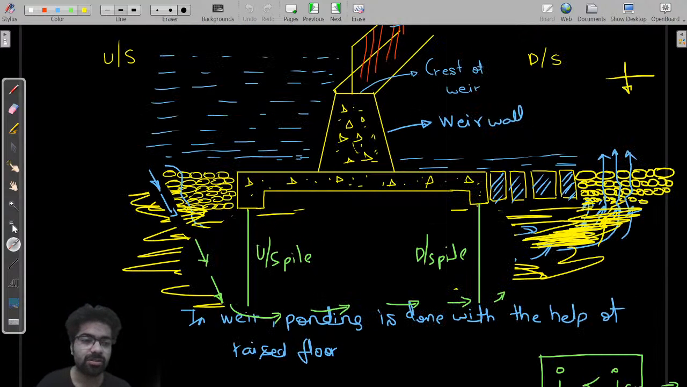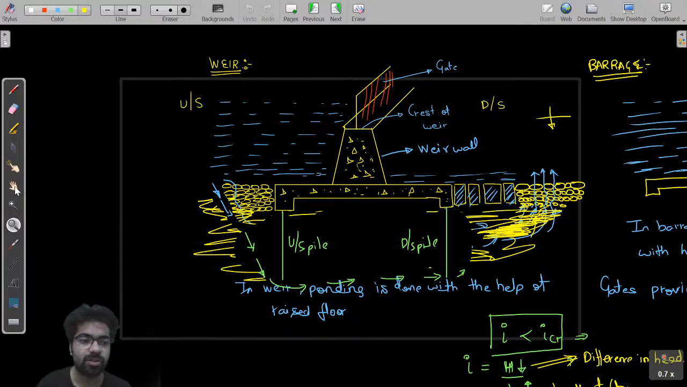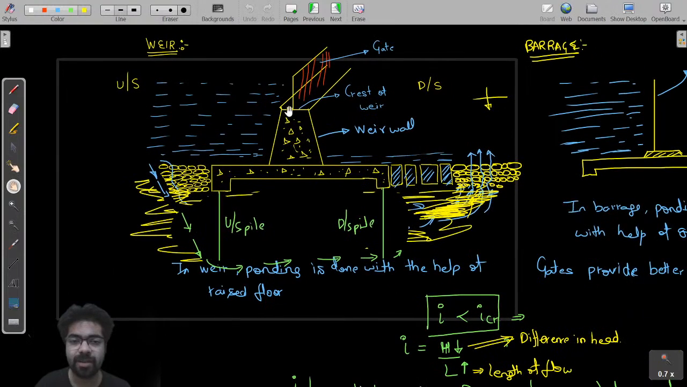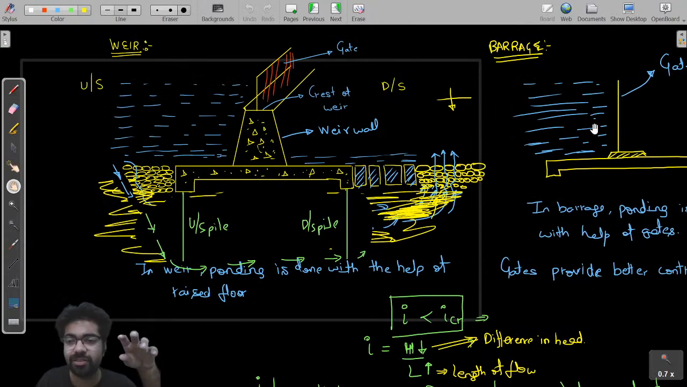Then we understood the diagram of the weir, what was a barrage. When ponding is done with the help of a raised concrete floor, then it is a weir, and otherwise it was a barrage.